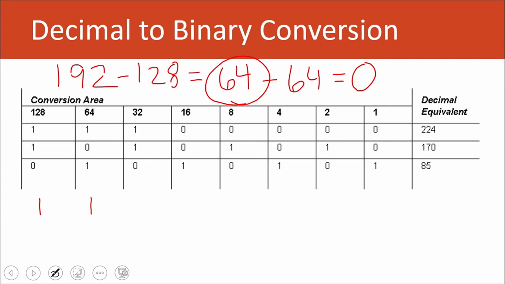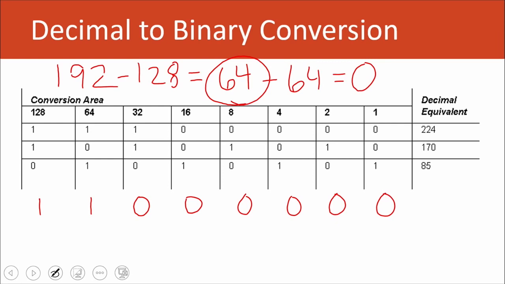I'm going to say, can I subtract 32 from 0? Well, no, there's nothing remaining, so I put 0. The answer is no, and that's what 0 represents, no, or false. Same thing with 16. I've got a 0 there. There's nothing remaining, so I can't even subtract 8, or 4, or 2, or 1.